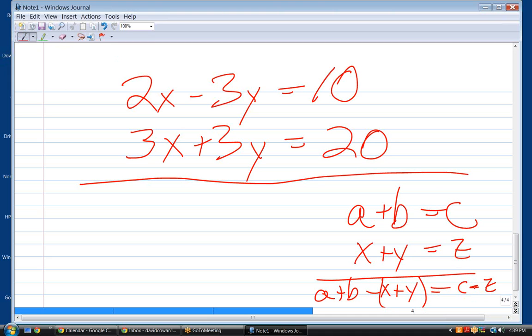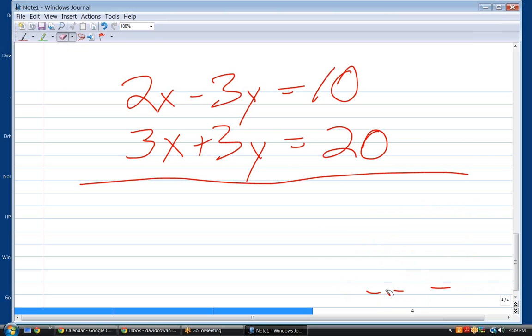So I could subtract a plus b minus x plus y, and I have to subtract both sides of the equation. Okay? So that's a key principle in solving a system of equations, is the fact that you can add or subtract equations. You just have to add all the terms on the left side of the equation, and you have to add all the terms on the right side of the equation. So with this particular two equations, equation 1 and 2, if I were to add these two equations, what would I get?